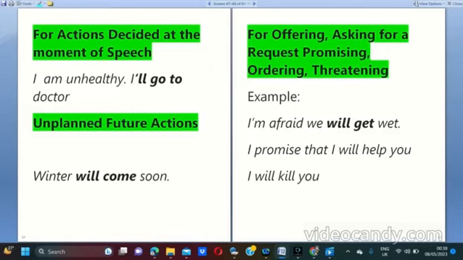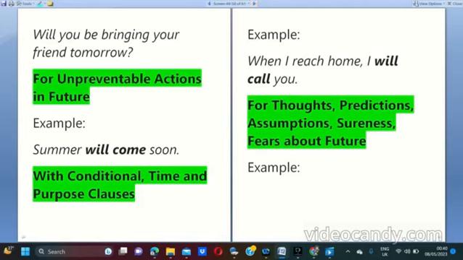Unplanned actions: winter will come soon. So it is also an unplanned action. Next, for offering, asking for a request, promising, ordering, and threatening, we can use simple future. I'm afraid, it is a kind of fear: I'm afraid we will get wet. I promise that I will help you. This one is promising. Next, I will kill you, which is threatening. Will you be bringing your friend tomorrow? It is a request. So to talk about requests, threats, and offers, we use simple future.